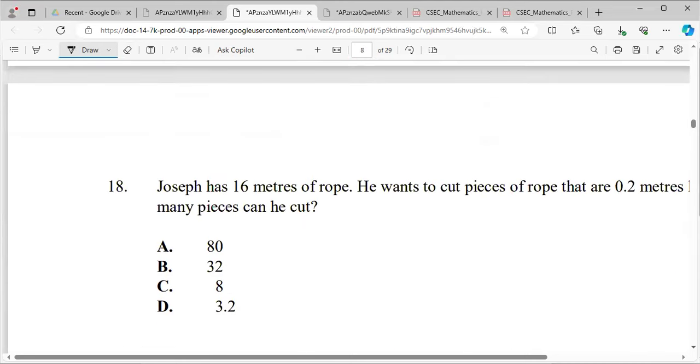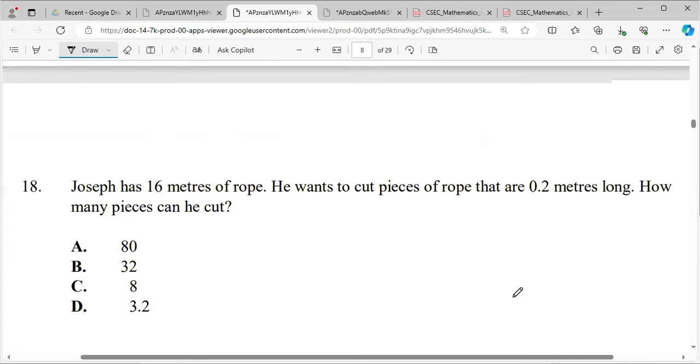Alright, so Kalyan had volunteered for this, but let us read it first and then everybody try. Joseph has 16 meters of rope. He wants to cut pieces of the rope that are 0.2 meters long. How many pieces can he cut? So work out that, everyone, and then send it to me. And then we can discuss.